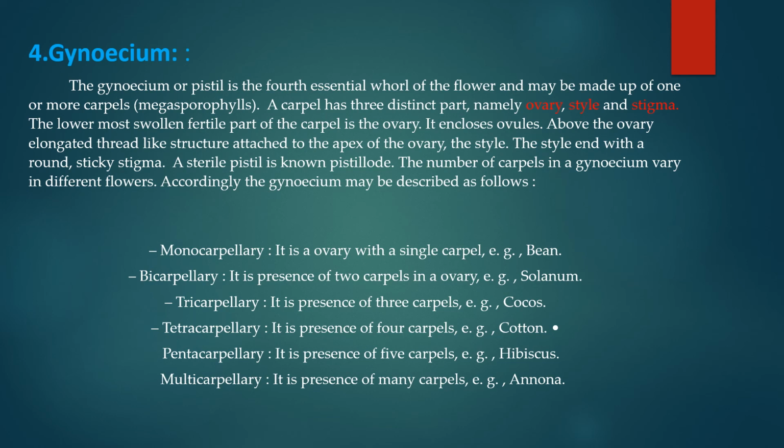Pentacarpellary is the presence of five carpels. Example, hibiscus. We also call it multicarpellary. It is the presence of many carpels. Example, in the case of Annona, Annona squamosa and Annona reticulata, Sitaphal, what we call annona.